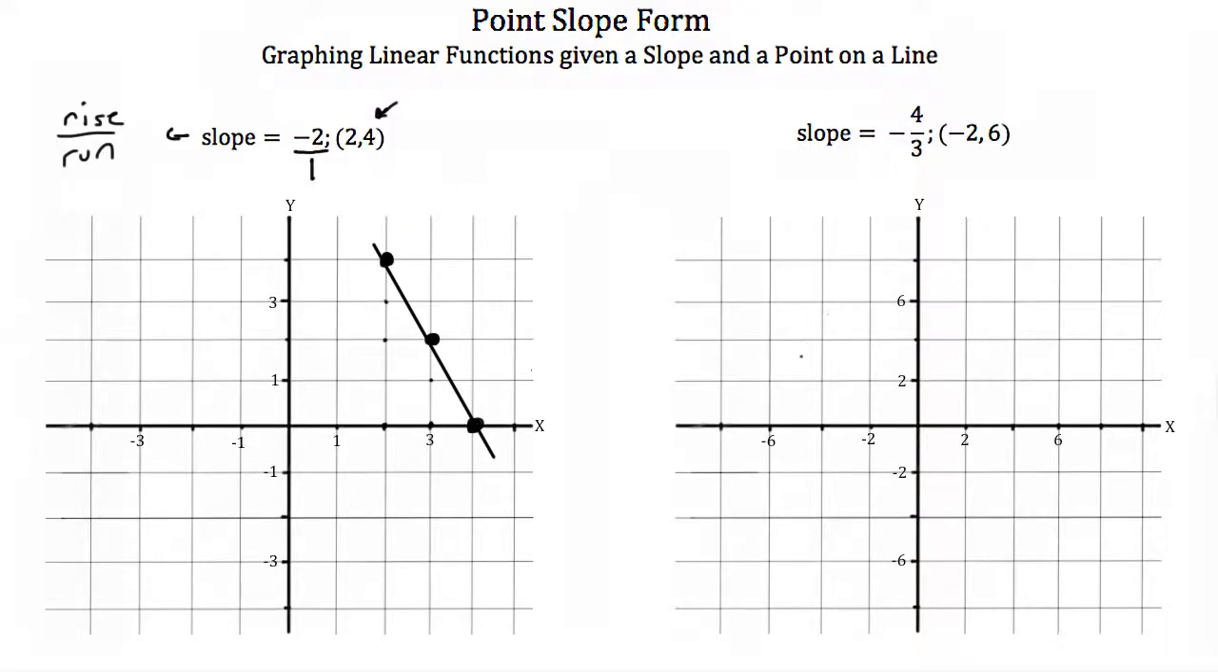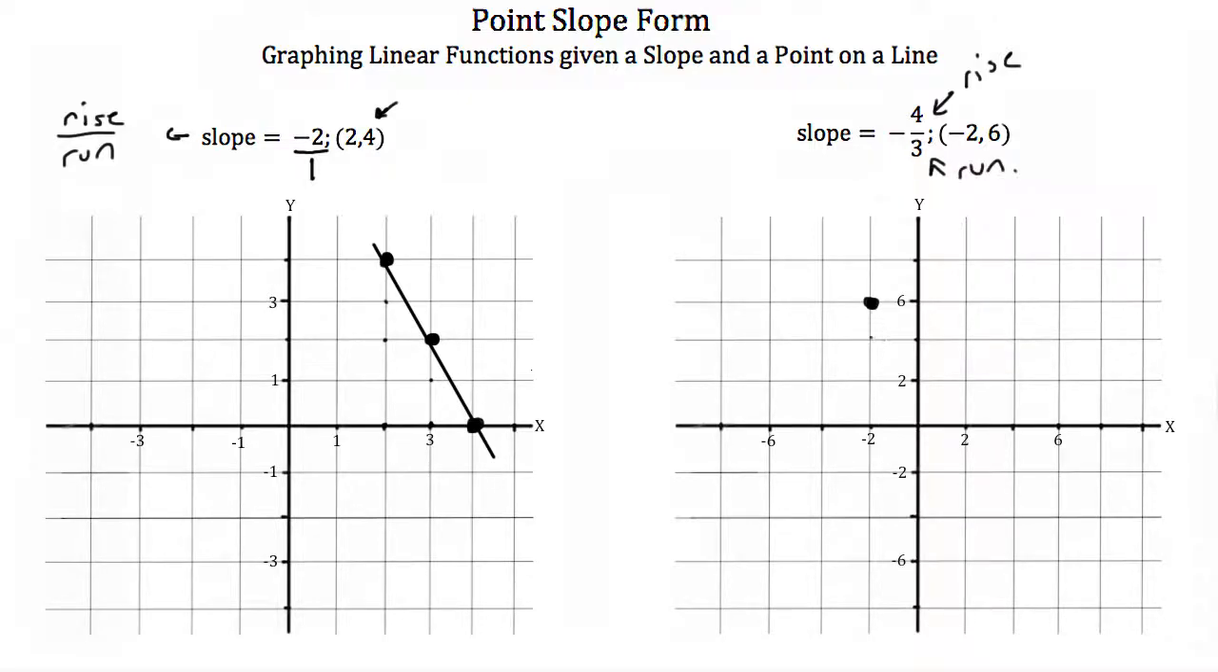Let's try this one more time. Again, we have a slope of -4/3 and a point of -2, 6. So we're going to start at -2, 6, which is right there, and then we have a rise of -4 and a run of 3.